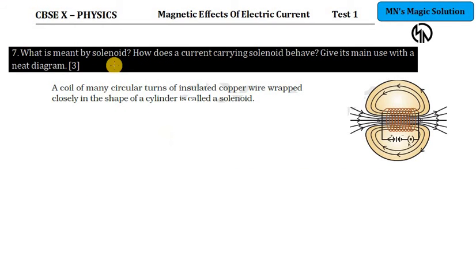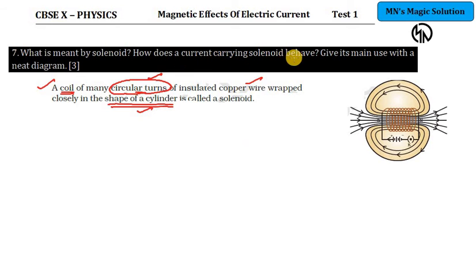Question number 7. What is meant by a solenoid? How does a current carrying solenoid behave? Give its main use with a diagram. So what is meant by a solenoid? The definition part is over here. It is a coil. Note this important point: the coil is wound in the form of many circular turns, wrapped closely in the shape of a cylinder, of copper wire or any current carrying wire. If it is like that, it is called a solenoid.